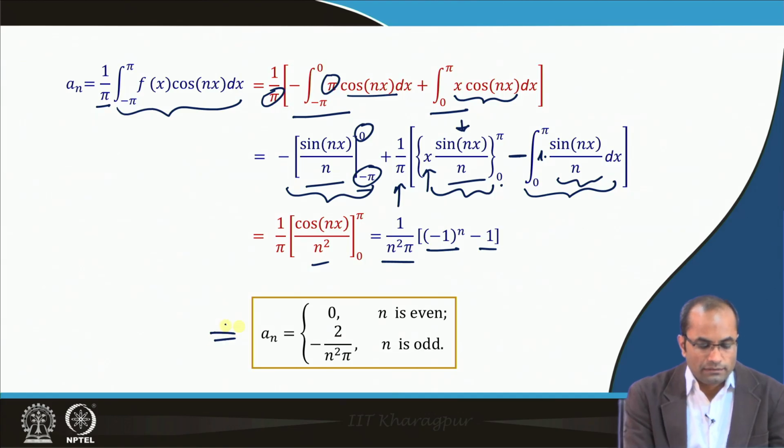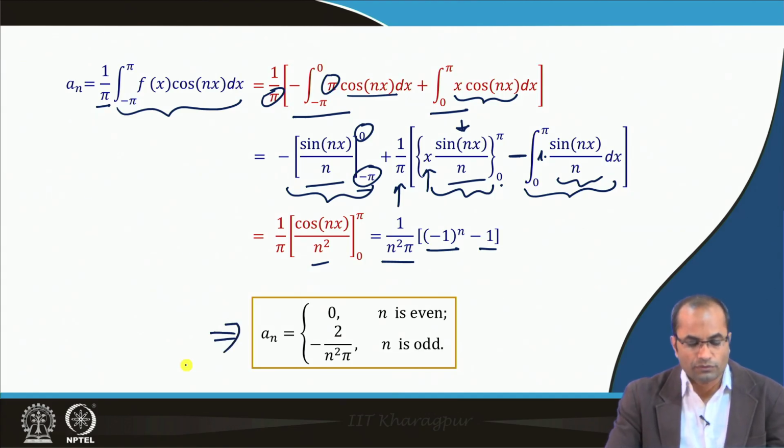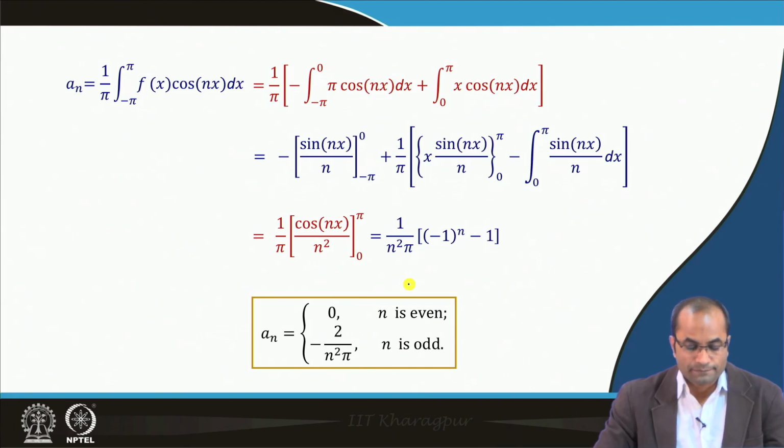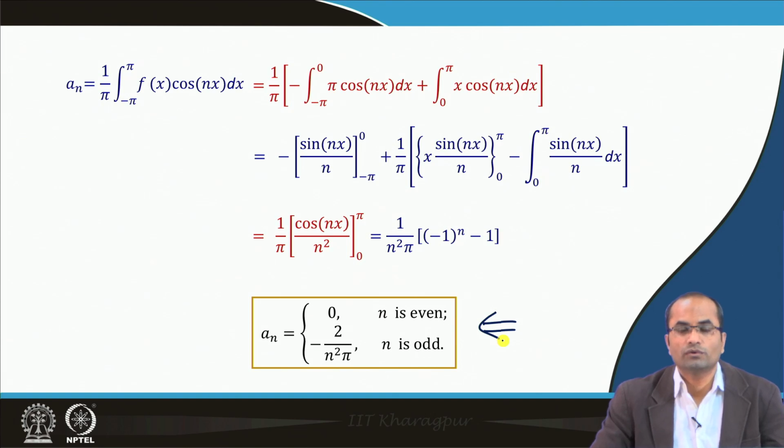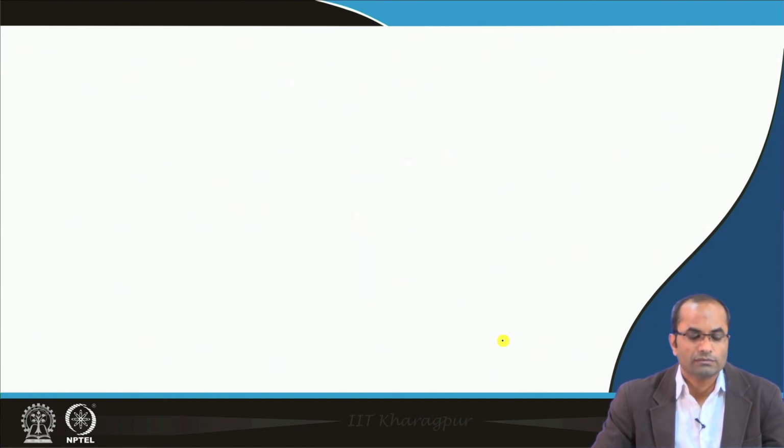So, these Fourier coefficients a n are now computed as follows. When n is an even number, this will be positive and this is negative, so this will get cancelled and we will get 0. When n is odd, this will be minus and this is minus 1, so we have minus 2 divided by n square pi. So, we have got the Fourier coefficients a n, and now similarly we can also compute b n.